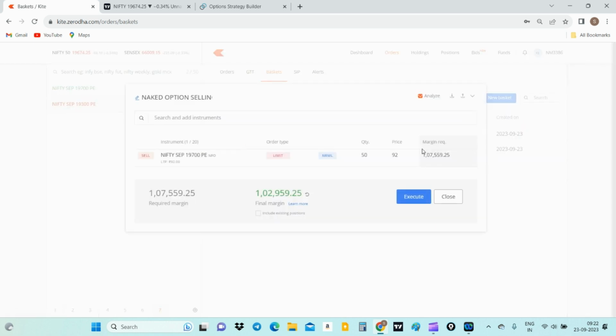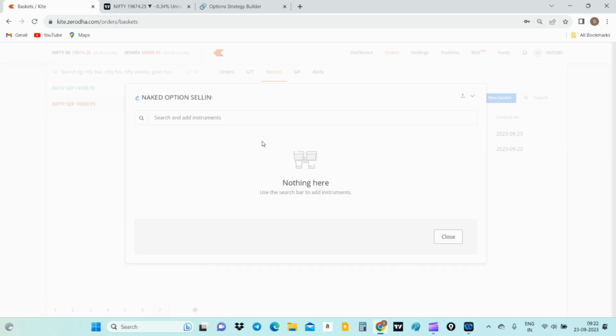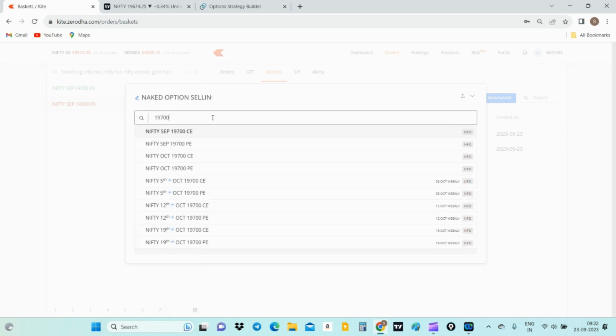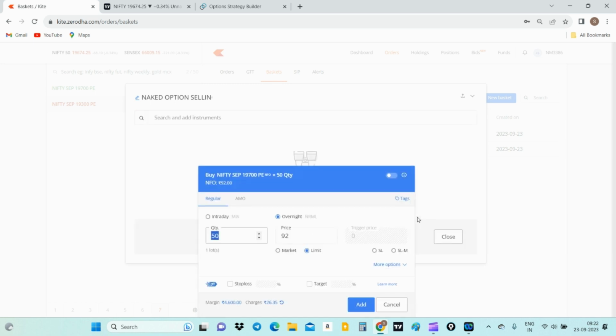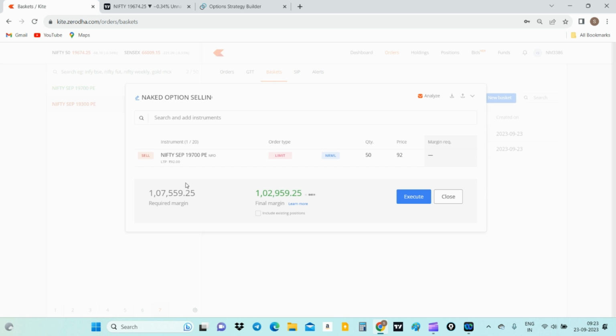I will go to this folder where I already added this. Let me delete this and add 19,700 P for this monthly expiry, and make it a sell. The amount required to sell one lot of this option is around 1,06,000 rupees. So just for selling an option, it is costing me more than 1 lakh. If you see, I added this option and I will close it. Over here, it is costing me around 1,02,000 rupees.